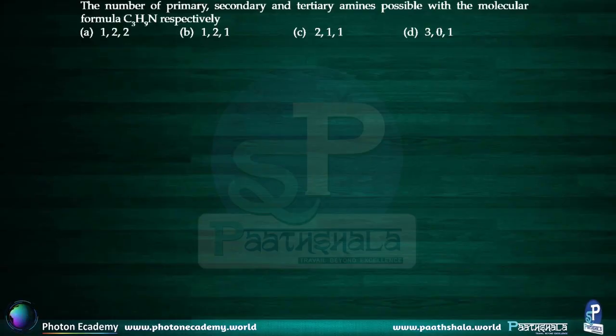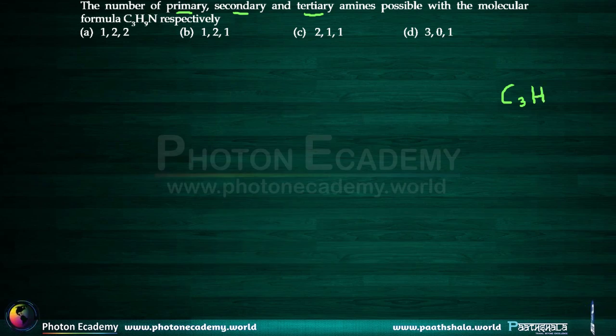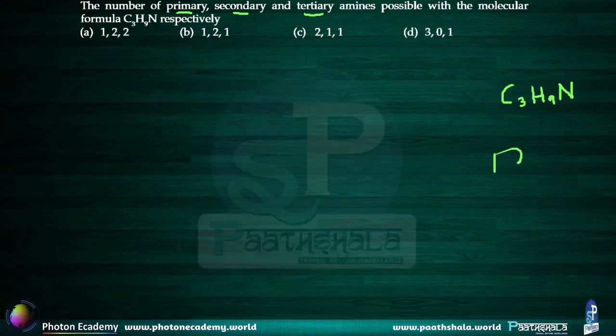Here we have been asked to find the number of the 1 degree, 2 degree and 3 degree amines which are possible with the molecular formula of C3H9N. So what we must understand is that in these types of questions, the first approach is to find out the DOU, or the degree of unsaturation.